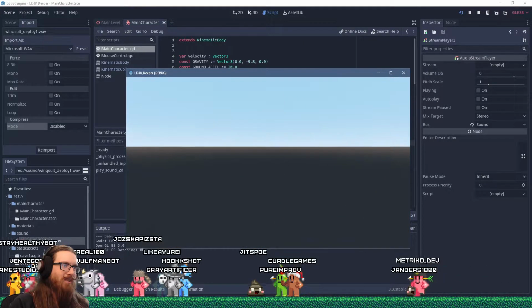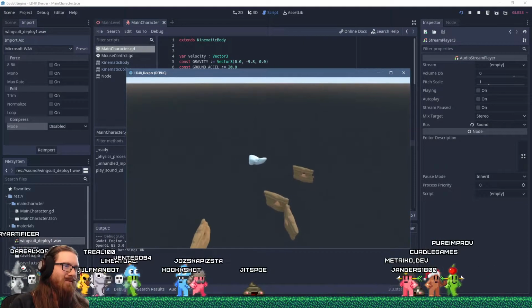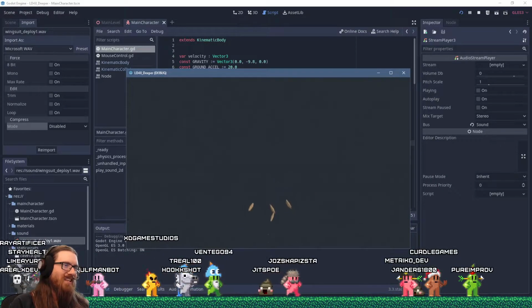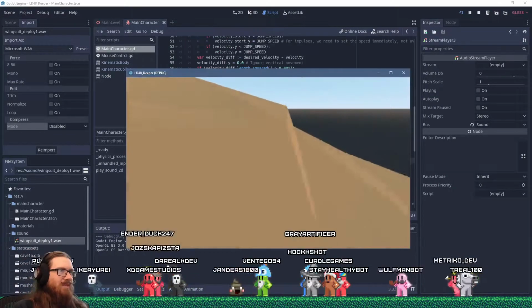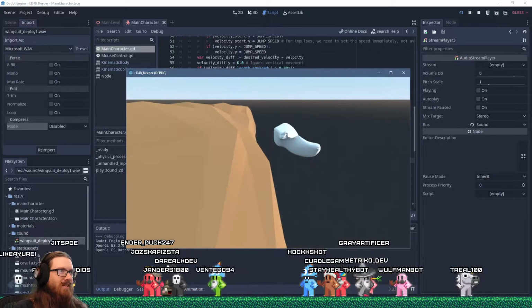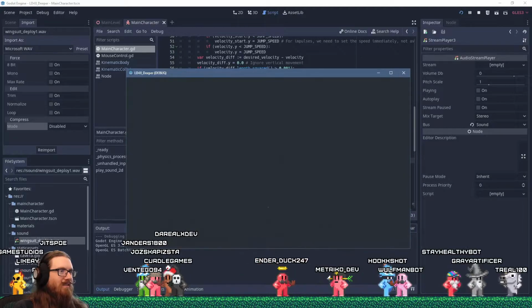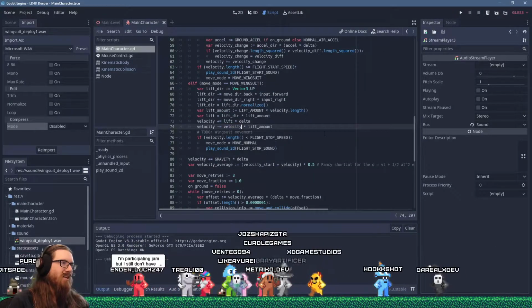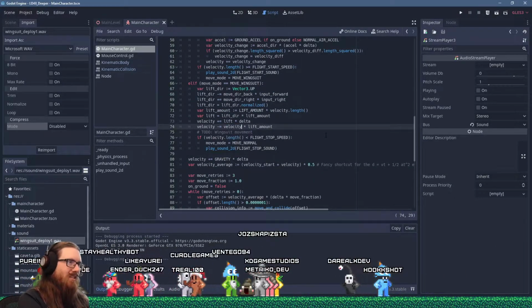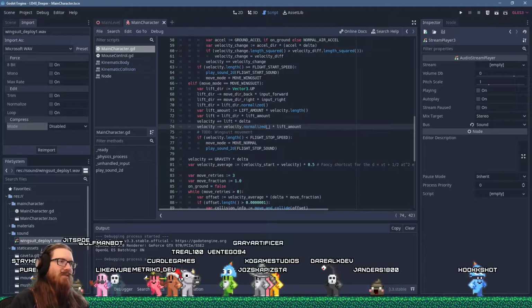Whoop, bonk. Yep, that was the thing I was concerned about. You start accelerating upward and you're just going to keep going. The wingsuit should probably be more of a velocity redirect. Whoa, and I'm gone. Poof. Oh, whoops. Haha, that should have been velocity dot normalized times lift amount.